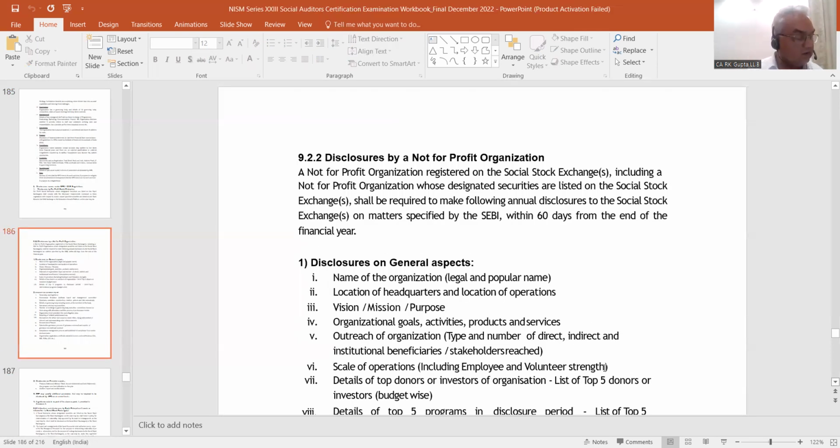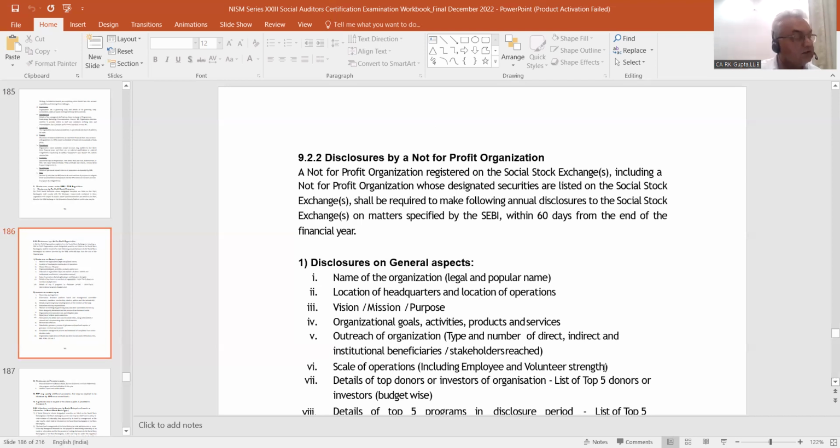Now, disclosure by non-profit organization. A not-for-profit organization registered on the Social Stock Exchange, including a not-for-profit organization whose designated securities are listed on the Social Stock Exchange, shall be required to make the following annual disclosures to the Social Stock Exchange on matters specified by SEBI within 60 days from the end of the financial year. So NPOs which are registered with the Social Stock Exchange, including a not-for-profit organization whose designated securities are listed on the Social Stock Exchange, will be making these annual disclosures within 60 days from the end of the financial year.